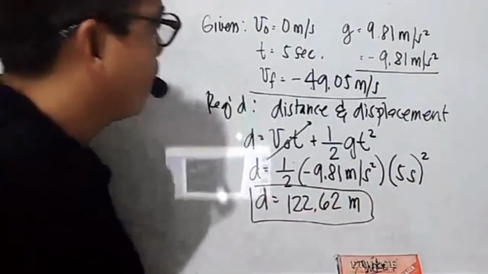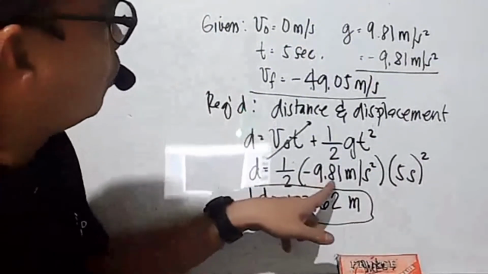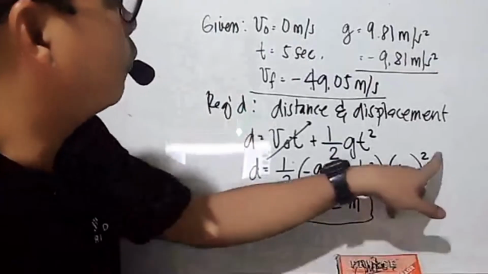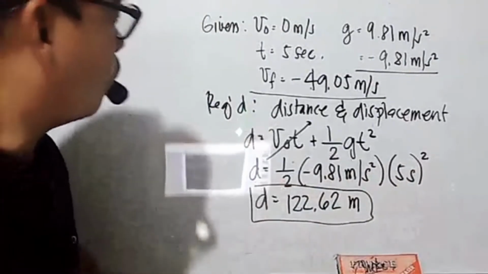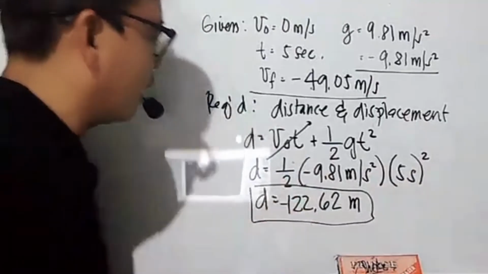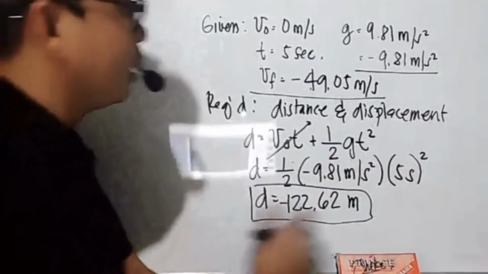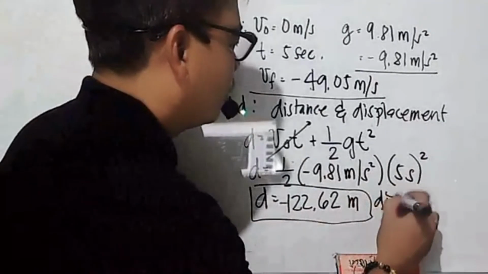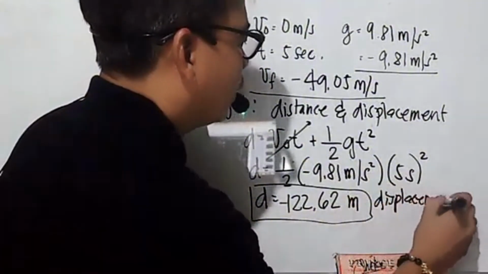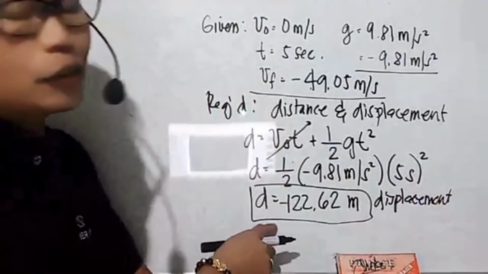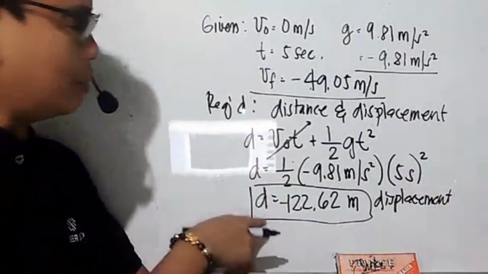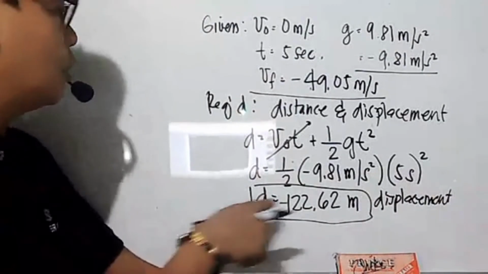Okay, I repeat. 9.81 times 25, since it is 5 squared, so divided by 2 or multiplied by 1/2, you get the value of 122. The sign is negative. Therefore, this is your displacement. Okay, so you know that displacement is a vector quantity. Therefore, may negative and positive. So, ibig sabihin, ang direction niya is going down kasi negative siya. Okay? So, yan yung displacement.